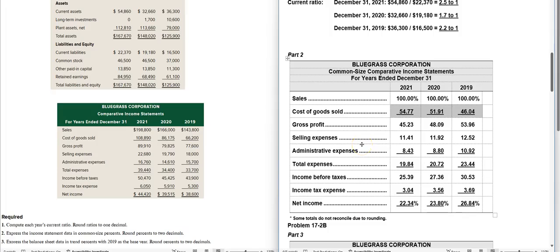Okay, so the benefit of using these tools is it takes away the dollar amounts, which can make our eyes not really be able to zero in on what's really going on, and using percentages is a little bit easier to analyze.